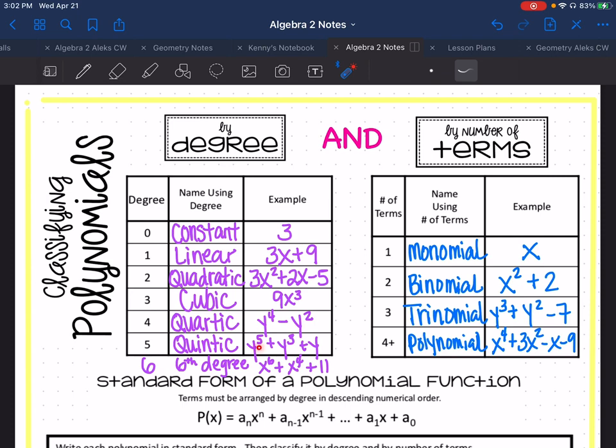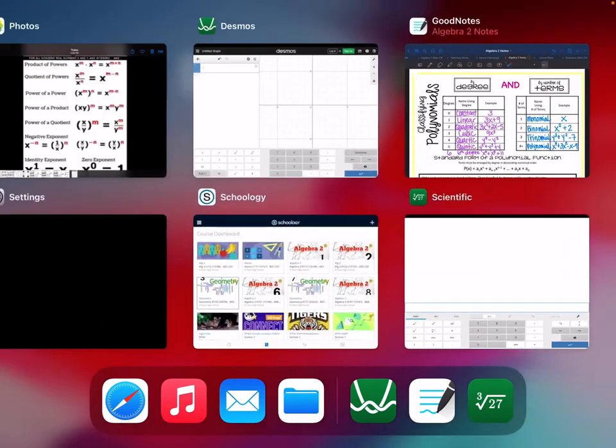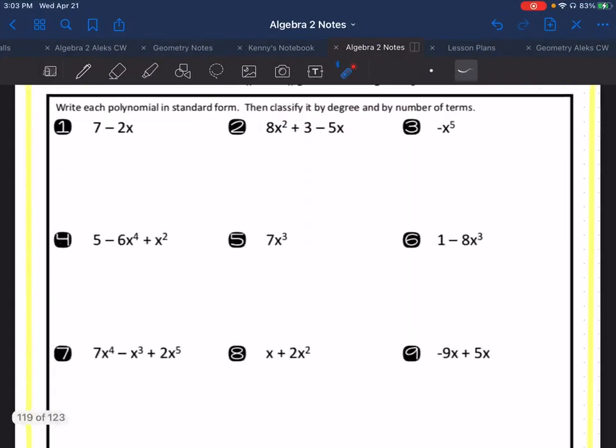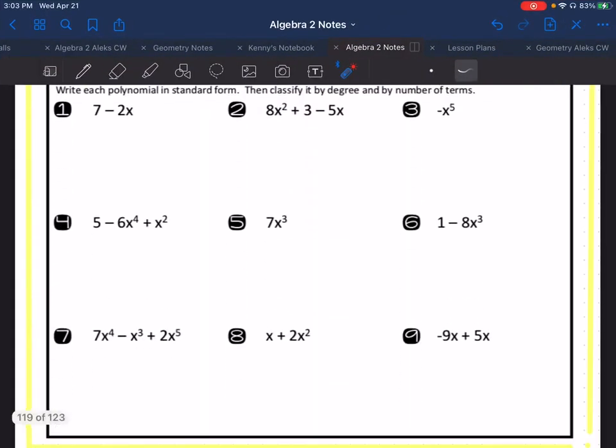So it'd have to be 5, 4, 3, 2, 1, none. It would have to be 2, 1, none. 1, none. This one should be 3, 2, 1, none. Okay? Standard form. Let's go ahead and take a look at our examples. We must write each polynomial in standard form first, and then we're going to classify it by its degree and its number of terms.